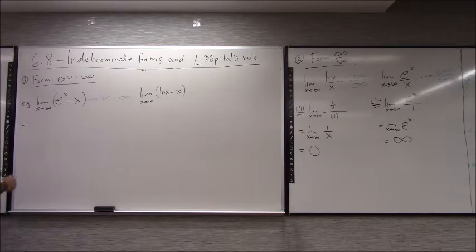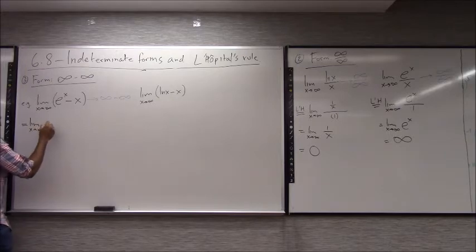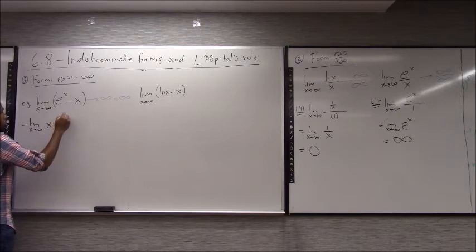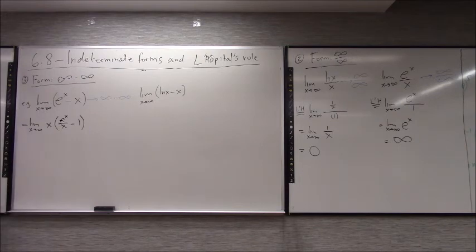One way in which I would try to rewrite this one is to actually factor. Let's say we wanted to factor out an x. What would I have left inside? e to the x over x, minus 1. Now what can you say about that?